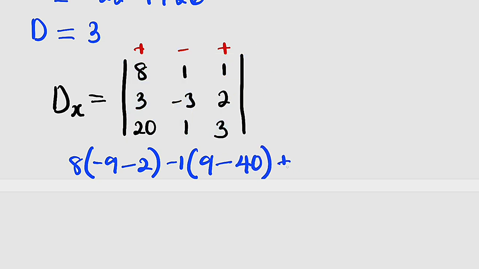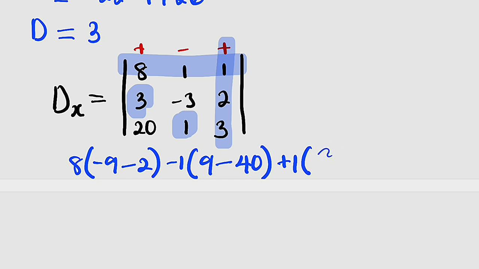Then lastly, we have plus 1, open a bracket, close this, close that, we have 3 times 1, which is 3, minus 20 times negative 3 is what? Negative 60. But we have a negative here, so this becomes positive 60.